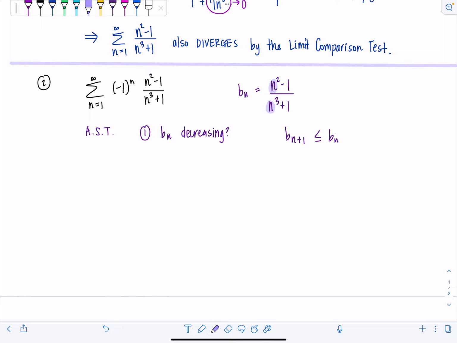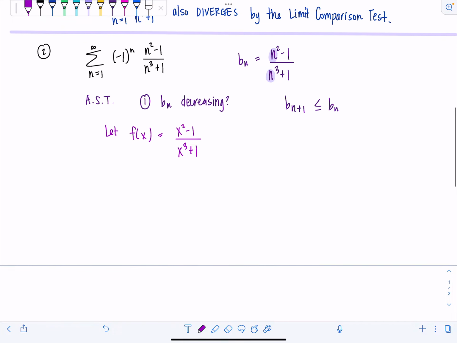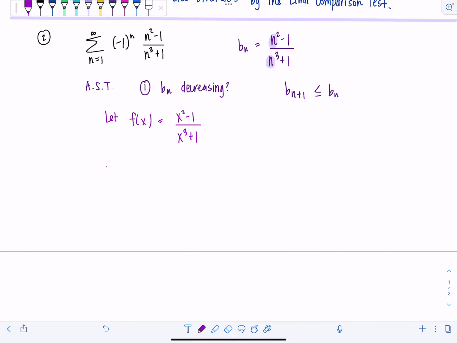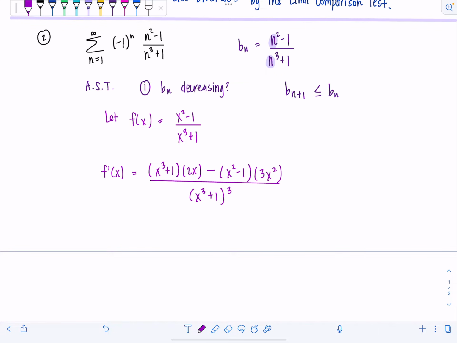But this isn't even a function. It's not differentiable, so we have to be proper here. I'm going to say, all right, let f of x equal x squared minus 1 over x cubed plus 1. So now let's take the derivative and see if we can show that it's negative, and then we'll have shown that the terms are decreasing. So quotient rule time. Low d high minus high d low, derivative of denominator, 3x squared, over low, x cubed plus 1 squared.